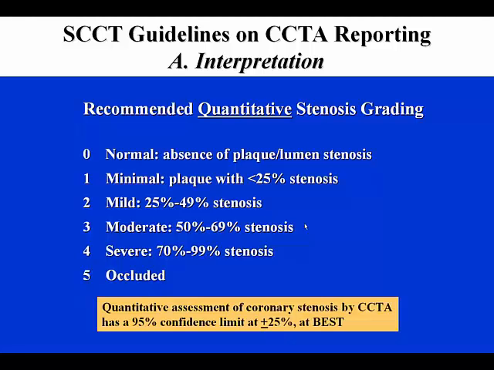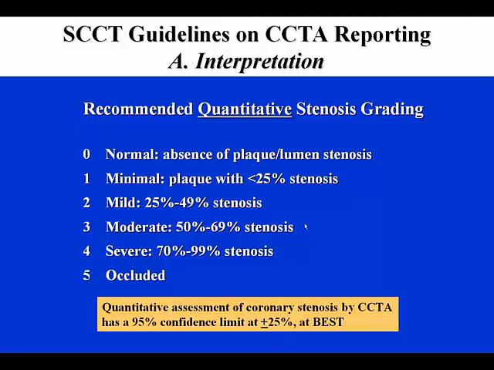Other types of recommendation for qualitative stenosis grading include other characteristics of 5 grading systems. Normal, minimal plaque with a stenosis less than 25%, mild 25 to 49% stenosis, moderate 50 to 69%, severe 70 to 99%, and occluded. Please note, though, that quantitative assessment using any technology of coronary stenoses by CCTA has a 95% confidence limit of plus or minus 25% at best.